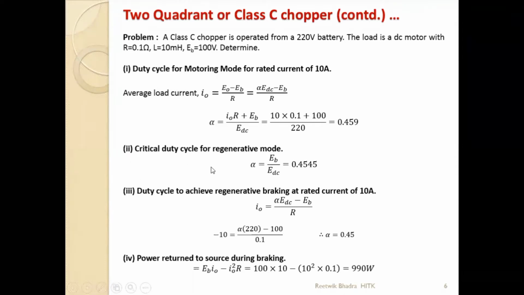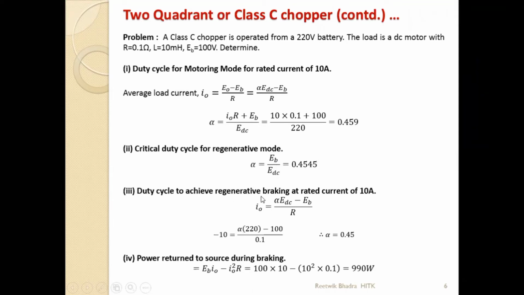Now what is the critical duty cycle for regenerating mode? Critical duty cycle means beyond this duty cycle, if you increase, then it will jump into regenerating mode. So since class A is a step down chopper, alpha is equal to EB by EDC. So 0.4545 we will get.